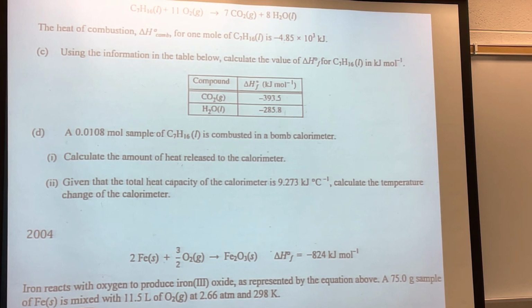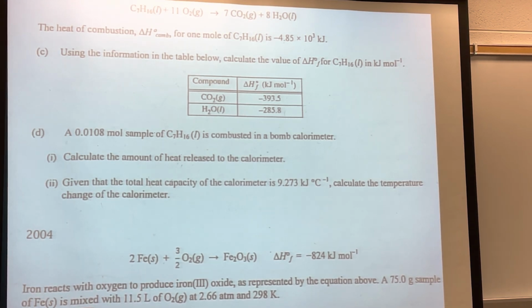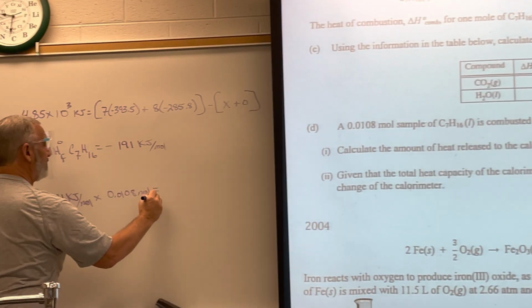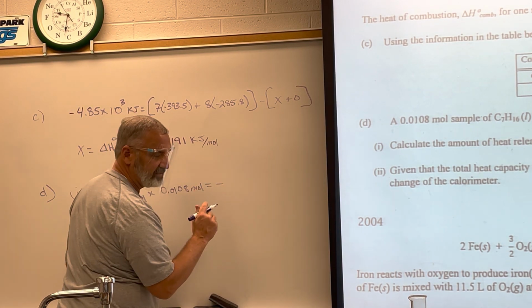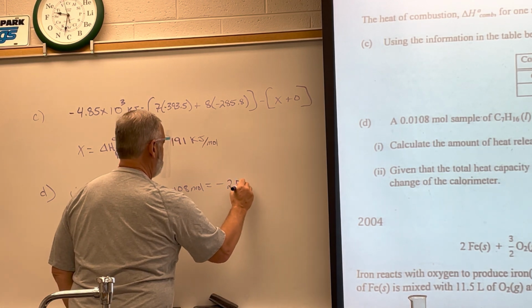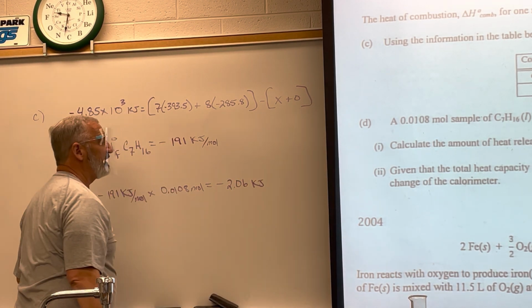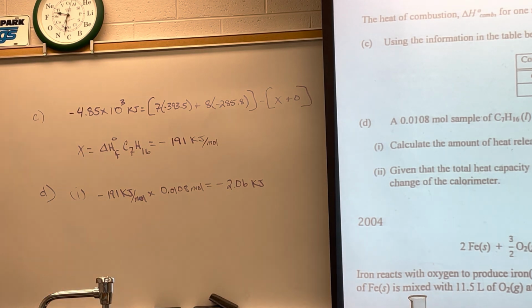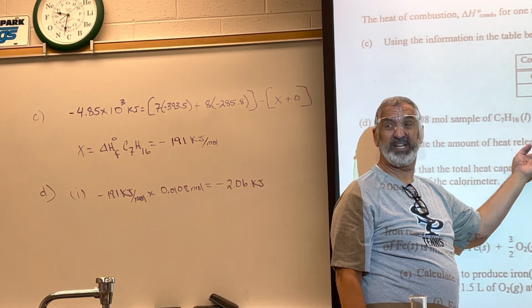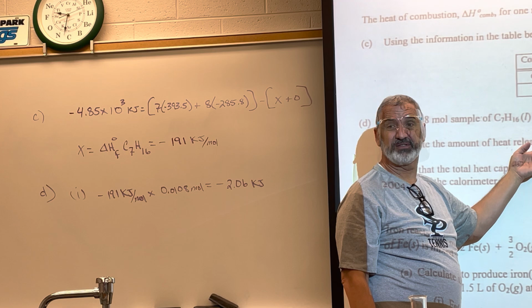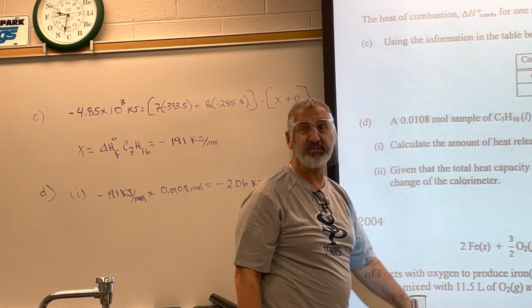Negative 191 kilojoules per mole times 0.0108 moles equals negative 2.06 kilojoules. Okay? So that's how much is released. Now, because it says released, you don't necessarily have to have the negative sign, because the release tells us the negative sign, but I would just go ahead and always do it that way.